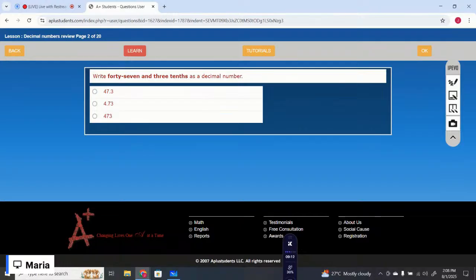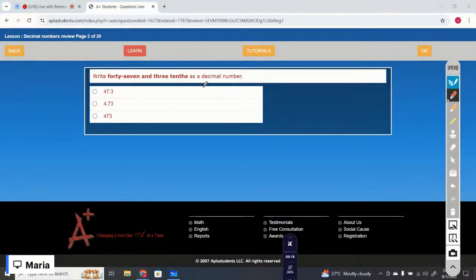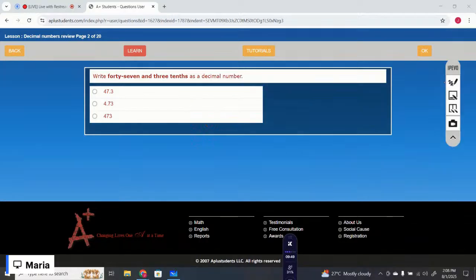Right? 47 and 3 tenths. Just make a place value chart: ones, tenths. So 47 and 3 tenths, that is 47.3. Option number 1 is the correct option. That is 47.3.